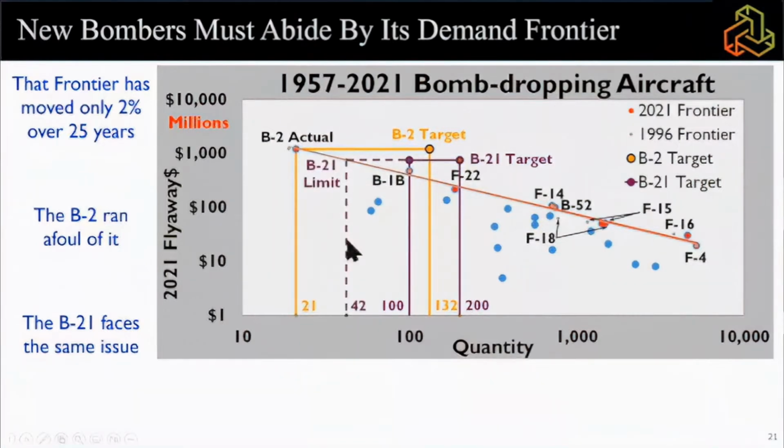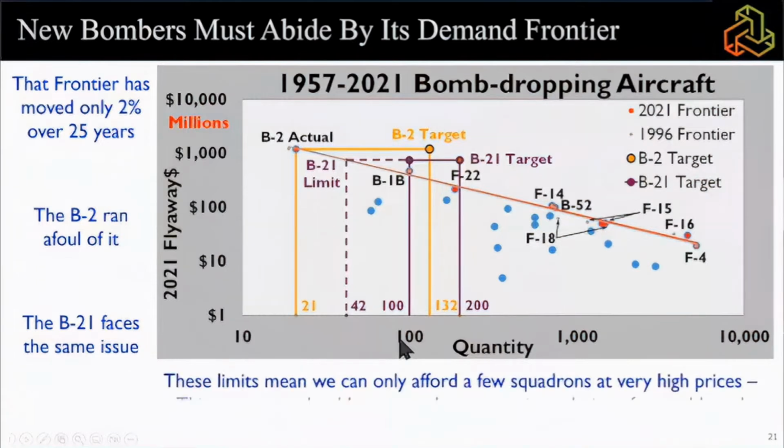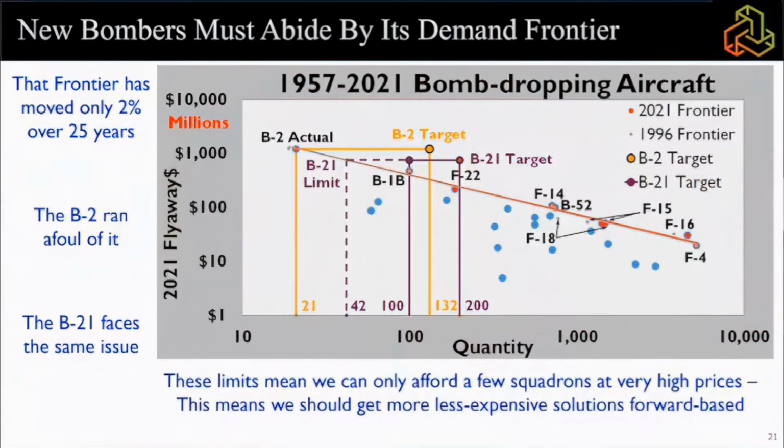And it looks like they might be able to get double what the B2 did, but still not the 100 that they want. And so what this means is you can only get a very few squadrons at these very high prices. And so what you should be doing instead is dampening the price down so you can get more squadrons and push those squadrons to their forward bases so they can do the mission that you want them to do.